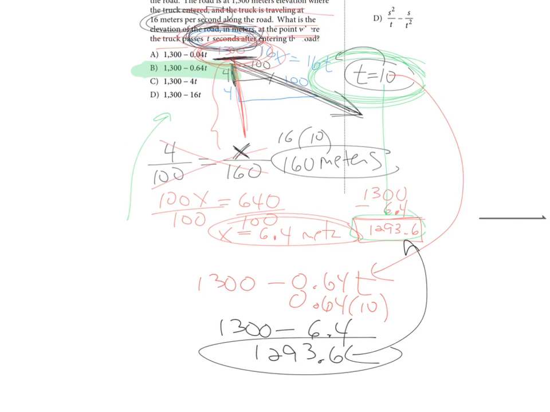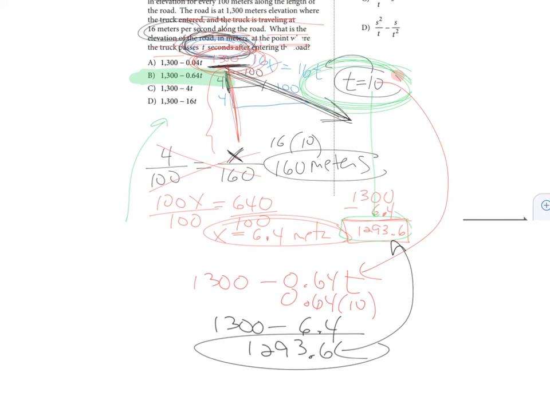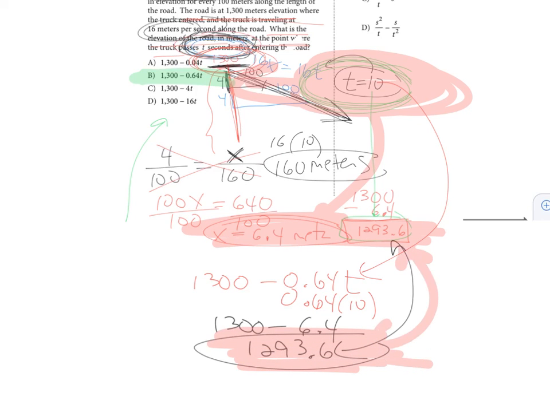A lot of times when they give you questions like this, it's best to choose a convenient number, try to answer the question with that convenient number, and then plug in your convenient number into the answer choices to see which gives you a match.